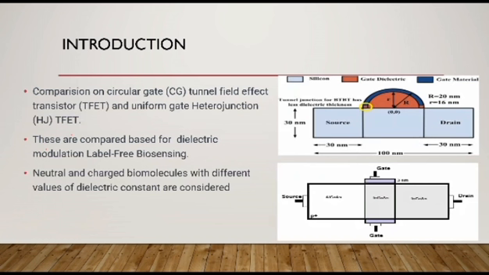Moving on to the introduction part, figure 1 represents the CG TFET and figure 2 represents the HJ TFET, where both are compared based on their dielectric modulation. Neutral and charged biomolecules with different values of dielectric constant are considered. Label-based biosensing relies on the specific properties of a label for detecting a particular target, whereas label-free detection is suitable for target molecules that are not labeled, and hence label-free detectors are cost-effective.